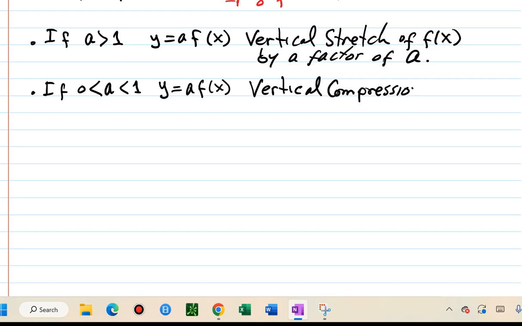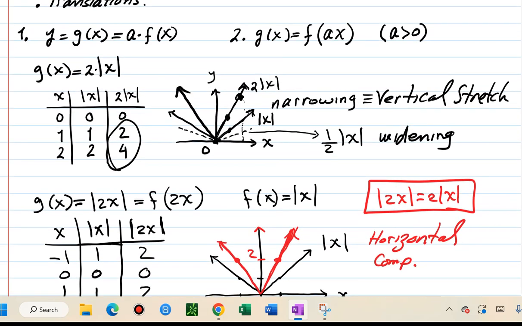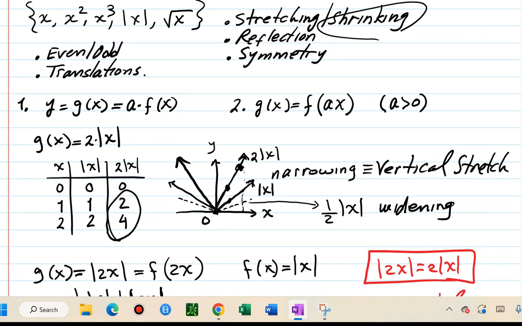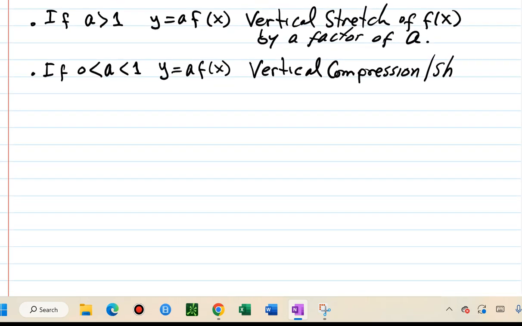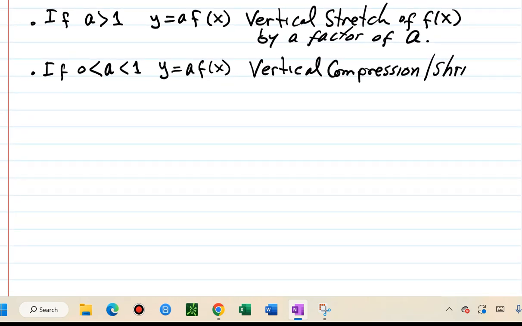which textbooks call shrink, right? Shrinkage. Right up here, we have shrinking. So there's going to be a shrinkage of the graph, vertical compression or shrinkage, by a factor of 1 over a, not a, 1 over a. Okay, so for example, if a is 1/2, 1 over a half is 2, so it's going to be compressed by a factor of 2.